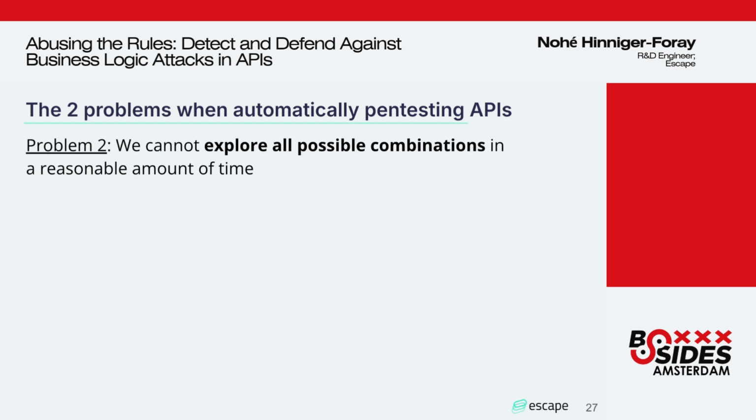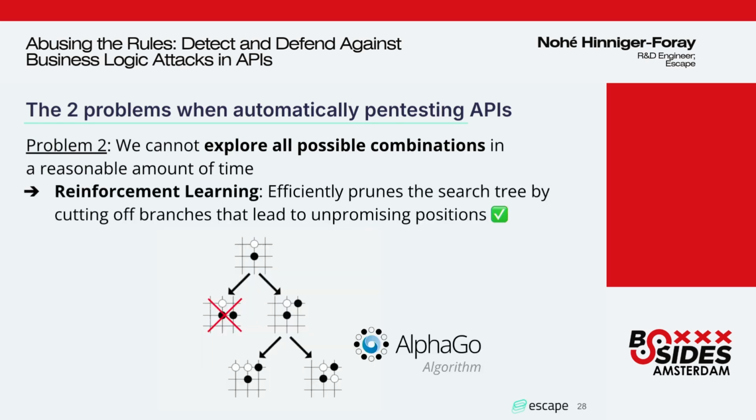The second problem is that even if you are able to get past the validation layer, it's basically impossible to explore every possible combination in the API. This is a classic problem when you try to break something. So what we do is use reinforcement learning to build a tree of possible outcomes we are searching for in the API, and we prune the branches that we are not interested in.